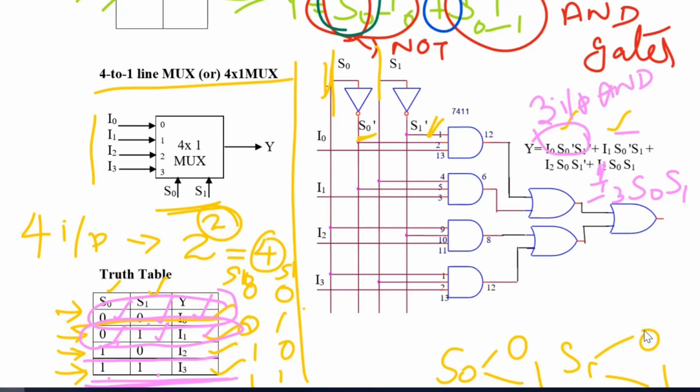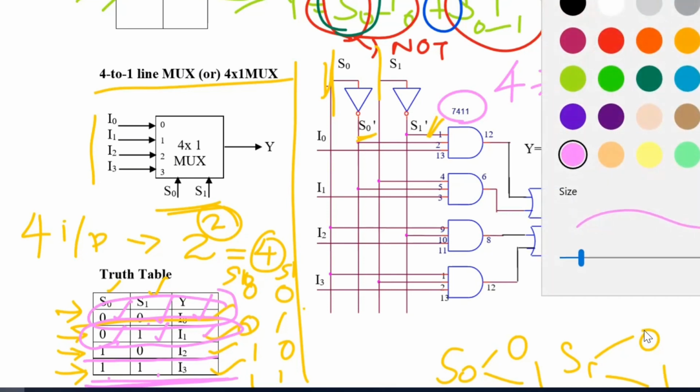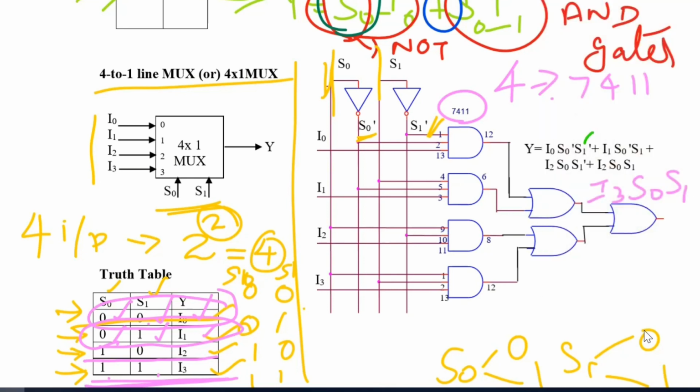What is the pin number for 3 input AND gate? That is 7411. For I1 S0 dash S1, here also we need 3 input AND gate. Here also we need 3 input AND gate. Here also we need 3 input AND gate. So we need 4 numbers of 7411. Then we have an addition operation here.